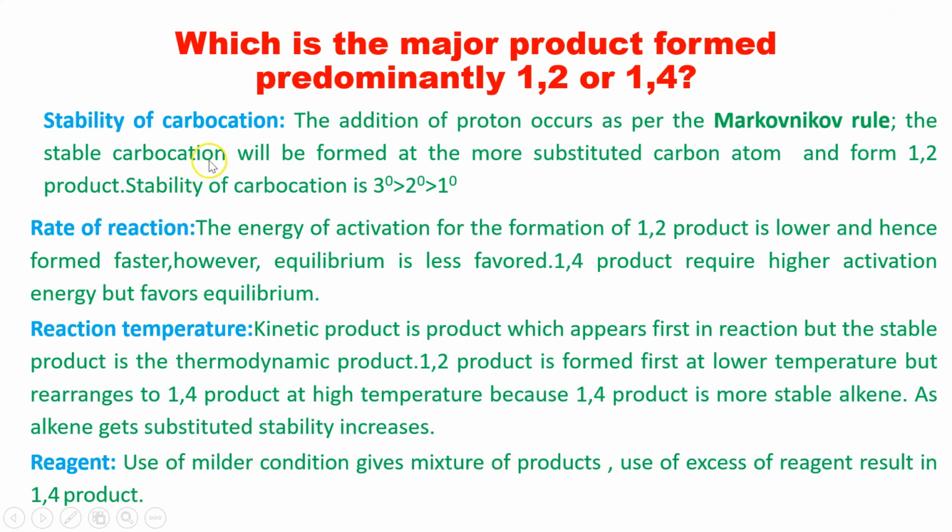So these are the four conditions that decide which product will predominate. As per the stability of the carbocation, 1,2 addition should predominate. For the rate of reaction, if the energy of activation is low, then 1,2; if the energy of activation is high, then 1,4. For the reaction temperature, when it is low, it will be 1,2; when the temperature is high, it will be 1,4. And if excess reagent is utilized, then it will be 1,4. So these are the cases that decide whether it will be 1,2 or 1,4.